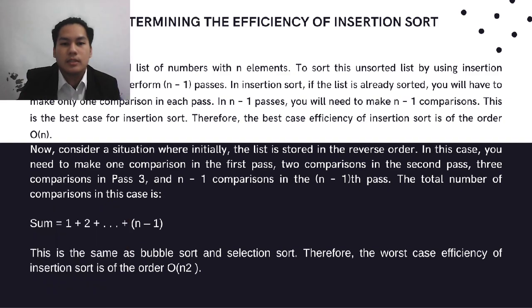Now consider a situation where initially the list is sorted in the reverse order. In this case, you need to make one comparison in the first pass, two comparisons in the second pass, three comparisons in pass 3, and n-1 comparisons in the n-1 pass. The total number of comparisons in this case is sum equals 1 plus 2 plus 3 and so on until n-1. This is the same as bubble sort and selection sort. Therefore, the worst case efficiency of insertion sort is order O(n^2).